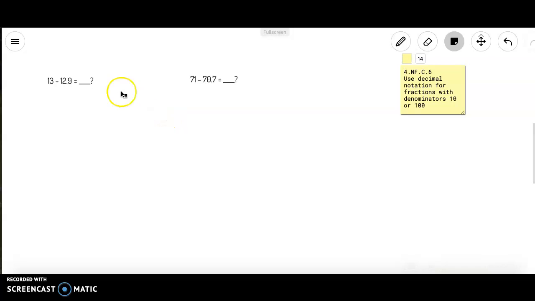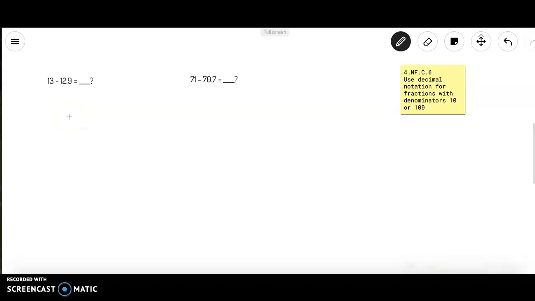Okay, here we have first our objective for NFC 6, which is using decimal notation for fractions with denominators 10 or 100. Which is, in a lot of ways, what we're working with here. Even though these are already in decimal notation, these can be converted into fractions later on, or they could be before. Okay, let's start with 13 minus 12.9.